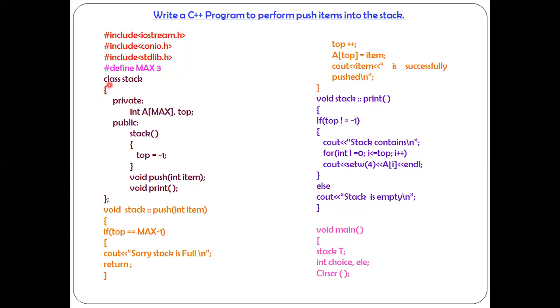Keyword class. Class is a keyword. Stack is the name of the class. Then comes the open flower bracket. Private is the access specifier. Then comes int a[MAX], which is nothing but int a[3], which can store a maximum of 3 elements like a[0], a[1], and a[2]. Got the point? Then comes one more variable called top. Top is a variable of integer type.